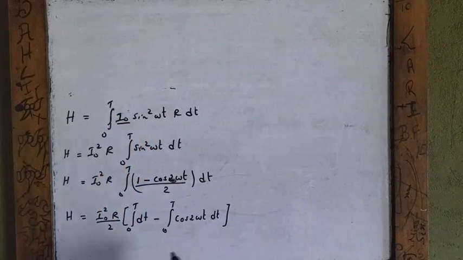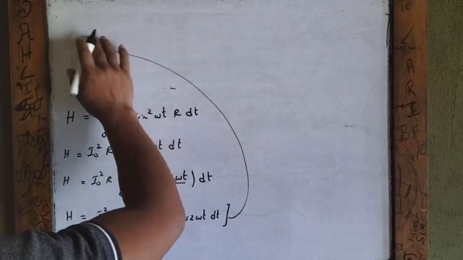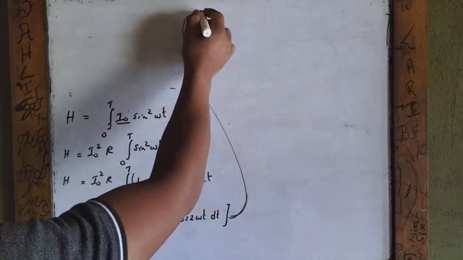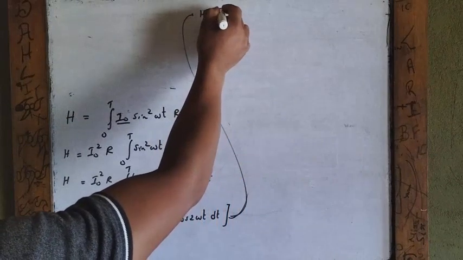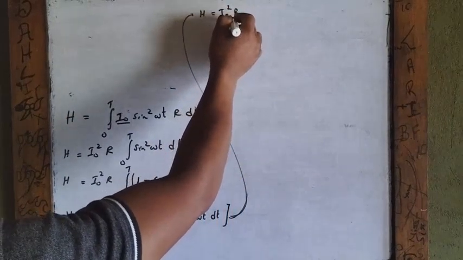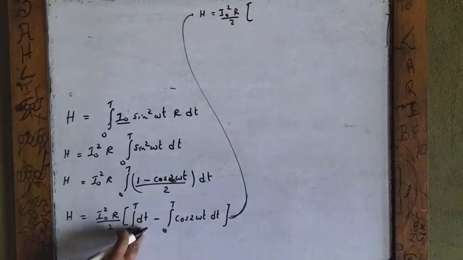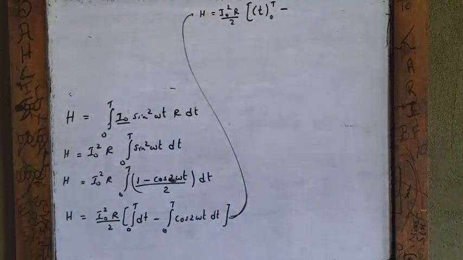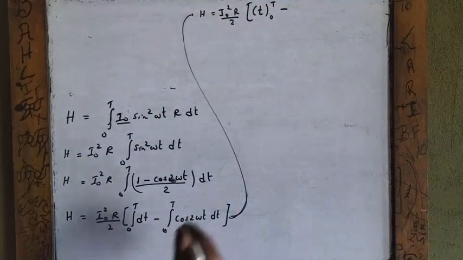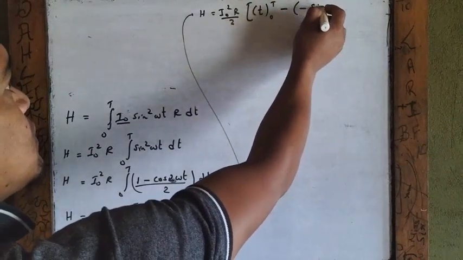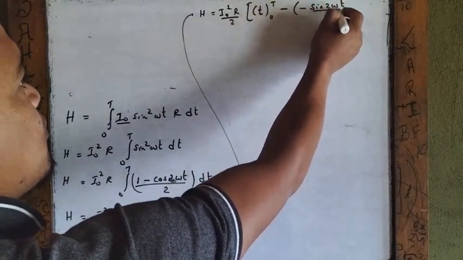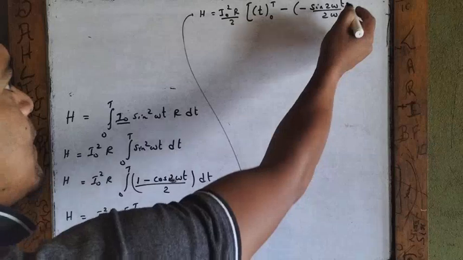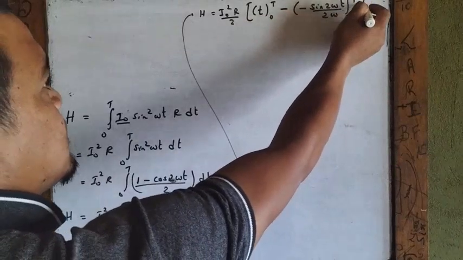Now, let me write in this part. So this heat H is equal to I naught square R upon 2. If you integrate dt, you will get t, and the limit is from 0 to capital T. Integration of cos 2 omega t will be sine 2 omega t upon 2 omega, and the limit is from 0 to capital T.